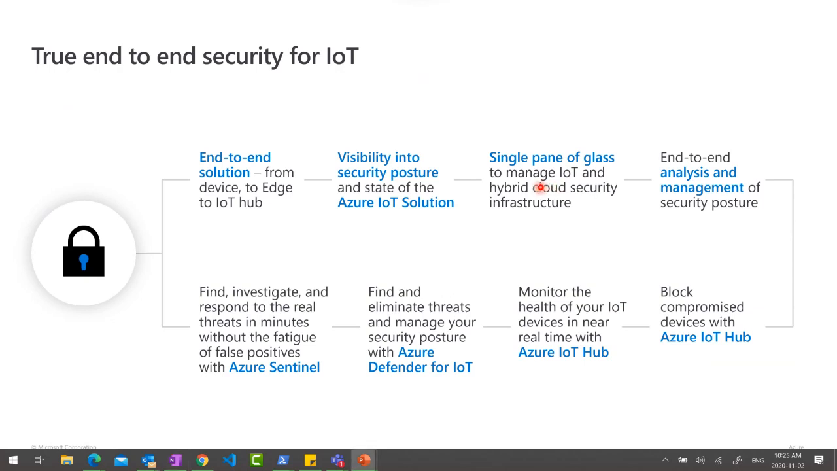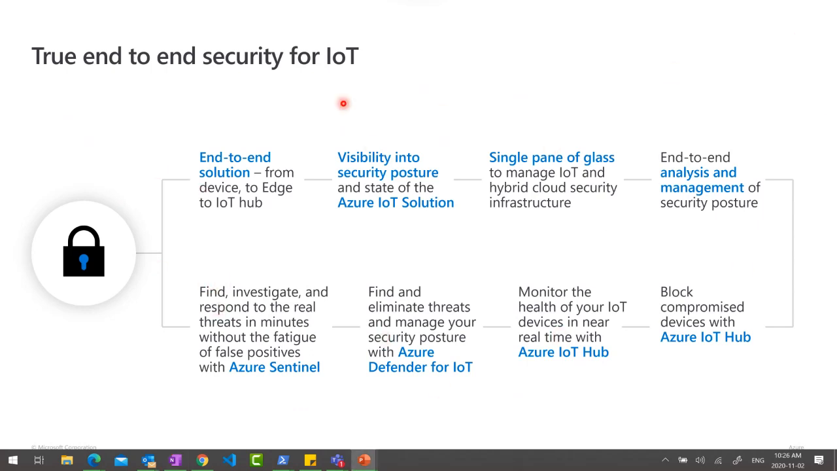We need to have an end-to-end solution, is what we heard from the customers, and we have Defender for IoT taking care of it. It provides you an end-to-end solution from device to edge to IoT hub, and it gives you visibility into the security posture and the state of the IoT solution all in one single pane of glass. It blocks compromised devices within the IoT hub, it monitors the health of your devices, it finds the threats, and you will also have an option to integrate it with Azure Sentinel. So this is our end-to-end solution.